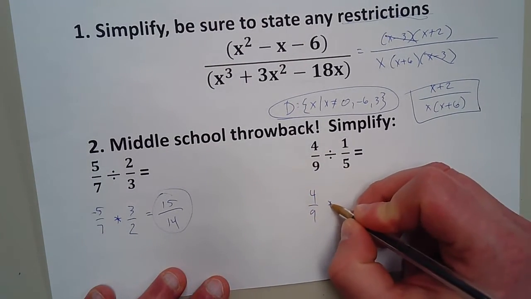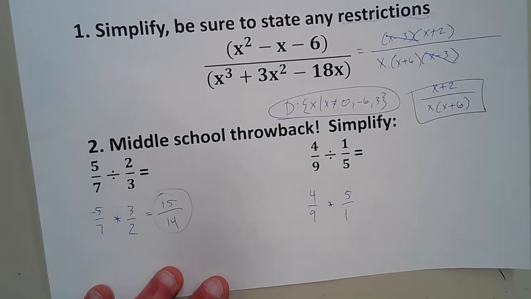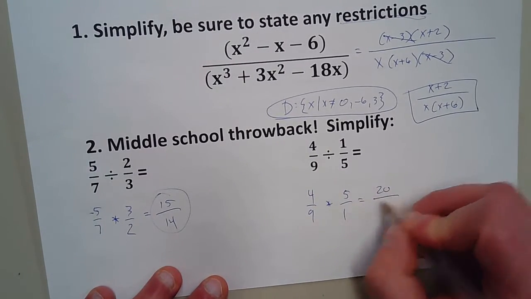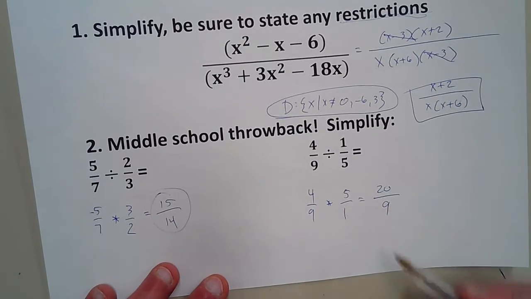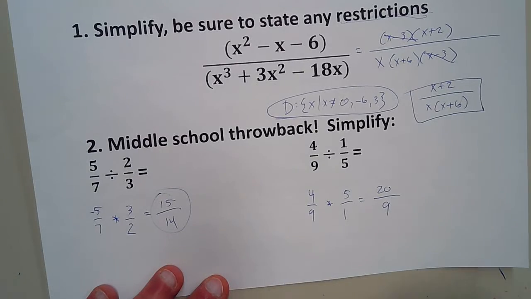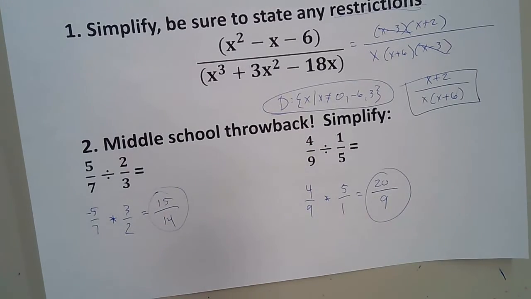Same process here. In order to change it to multiplication, we invert. Looks like this. 5 times 4 is 20. 9 times 1 is a 9er. And that one does not reduce either. So, if they were both divisible by 2 or 3 or 4, we would do that. But in this case, they are not.